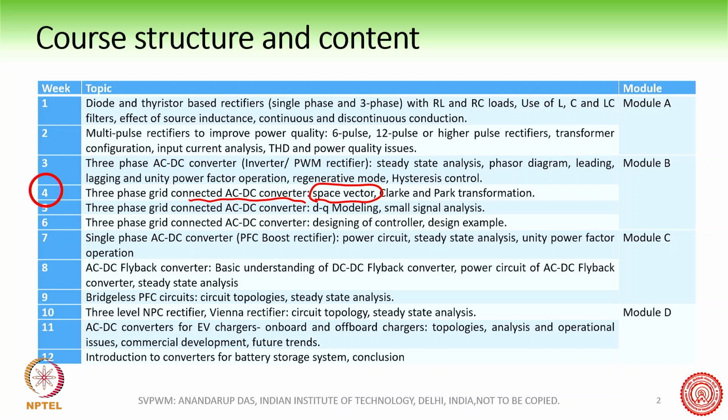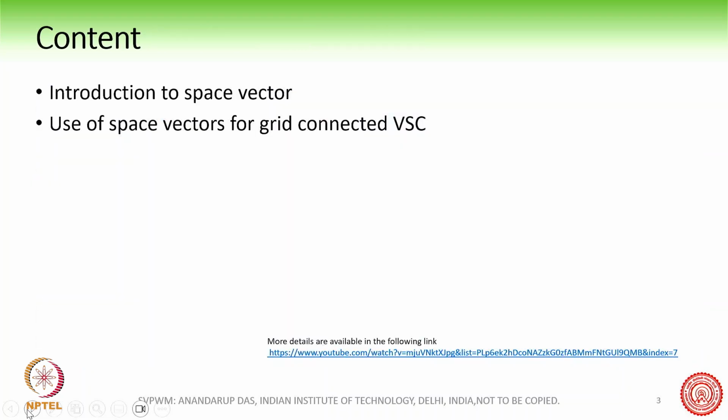By the end of this lecture, you should be able to understand how a VSC is controlled using space vector PWM. There is one thing remaining in lecture or week 3, hysteresis control, but we will take it up as we progress with the Clarke and Park transformation. Okay, now this is the content which is going to be covered today.